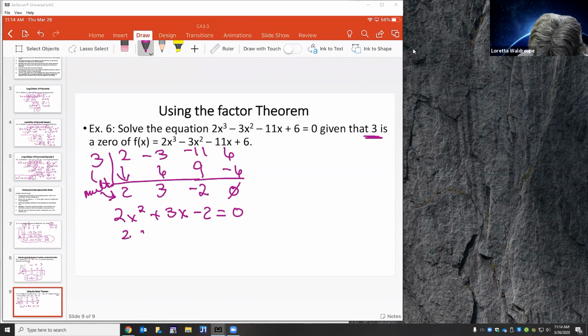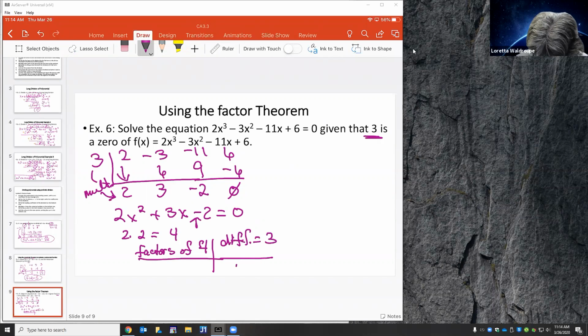So 2 times 2 equals 4. Are there factors of 4 whose difference, because this is a minus, is 3? Yeah, 1 and 4. So I'm going to change this to 2x squared. Now since I want a plus 3x, my 1 is negative, my 4 is positive.